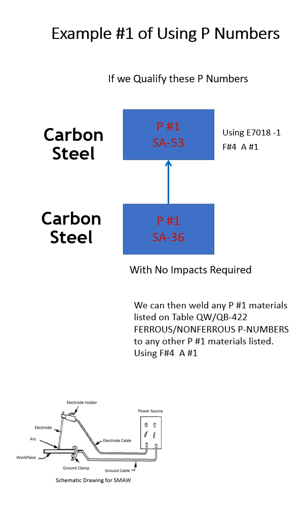We get the whole deal. There's pages and pages and pages. So if we qualify P1 to P1 and there's no impacts, we get all of those P1 materials. We can mix and match to our heart's content. Once again, this is with no impacts required. If there's impacts, it's a game changer. But for just a garden variety welding procedure, we qualify our PQR, P1 to P1, we get them all.